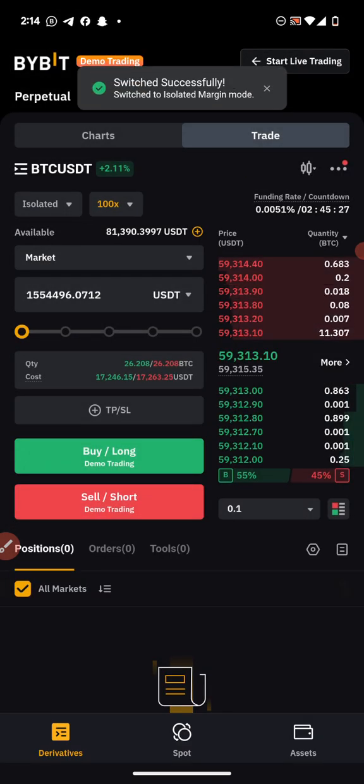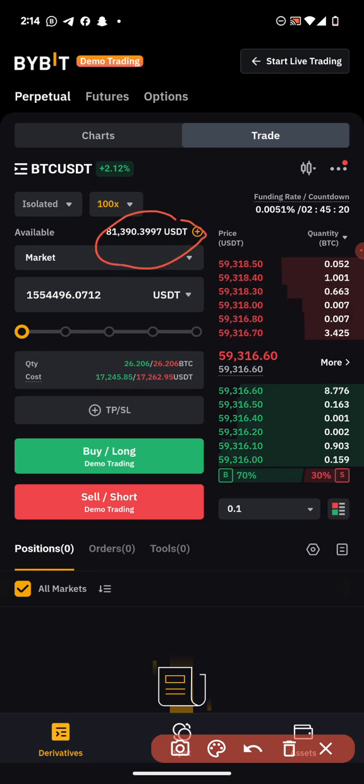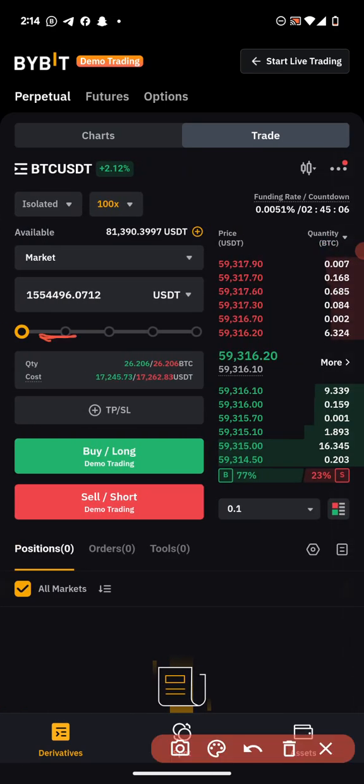Isolated simply means that, take for instance, you have this balance in your account, or whatever balance you have in your account, and you want to trade futures. It is on isolated. So whatever you are risking, this is our available balance here, and we want to enter a trade.